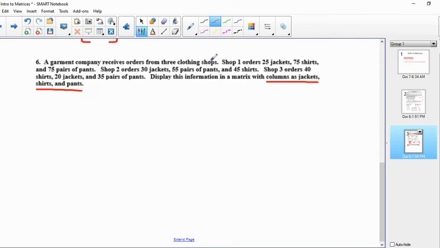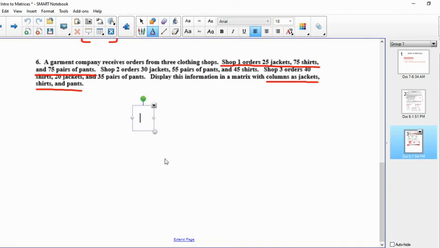So let's do Shop 1 first. I'll do Shop 1 in red. Shop 1 orders 25 jackets, 75 shirts, and 75 pairs of pants. I'm going to write that in a matrix. Jackets go first. There's 25 of them. Shirts go next. There's 75 of them. Pants go last. There's 75 of those.